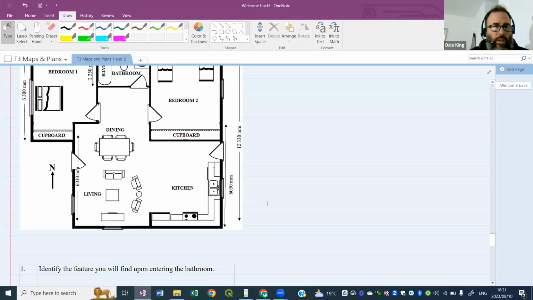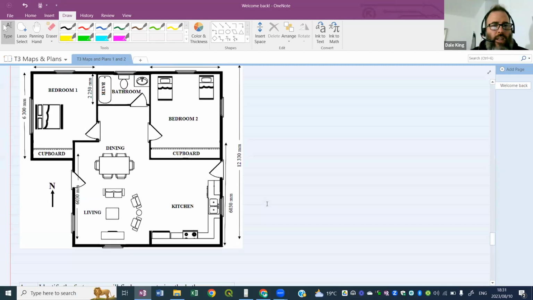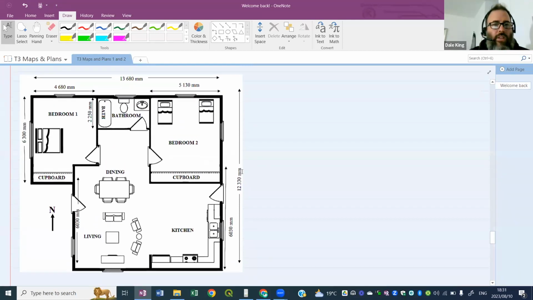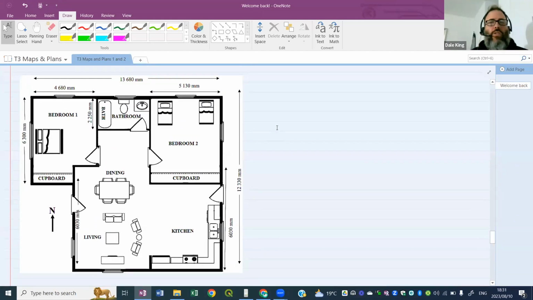Question number 1 at the bottom there, you can see it says, identify the feature you will find upon entering the bathroom. Anyone in chat want to tell us? Can you see the bathroom? What feature will you find when you enter the bathroom? You enter the bathroom here through this door. What's the first thing you see?